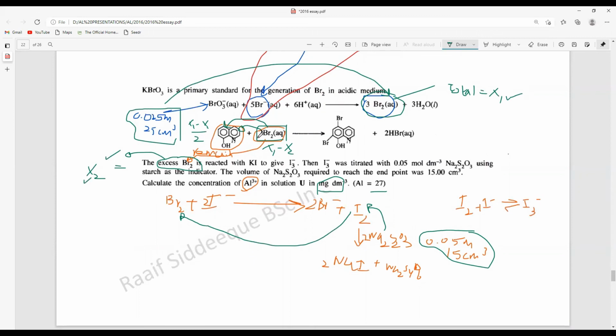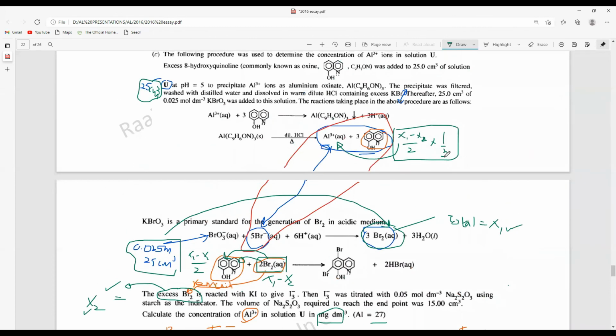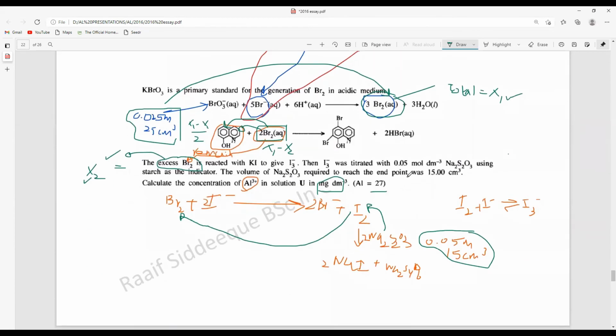So x1 minus x2 gives the amount of Br2 reacted. You divide it by 2 to get the oxime, and this is all the oxime that you have. You divide this again by 3 to get the aluminium 3 plus. And you divide it by 25 into 10 to the power minus 3 to get mol dm minus 3, and you multiply it by 27 into 10 to the power 3 to get milligrams. That's it. Very simple calculation.